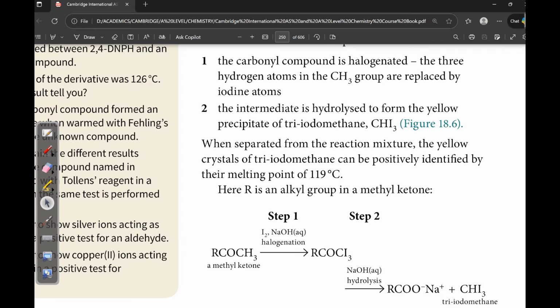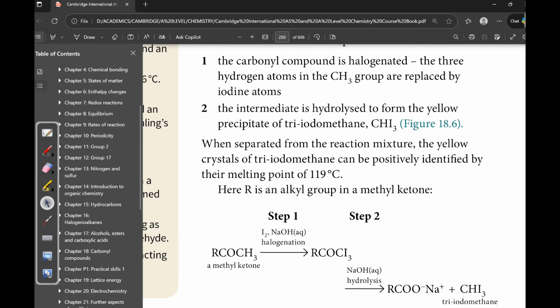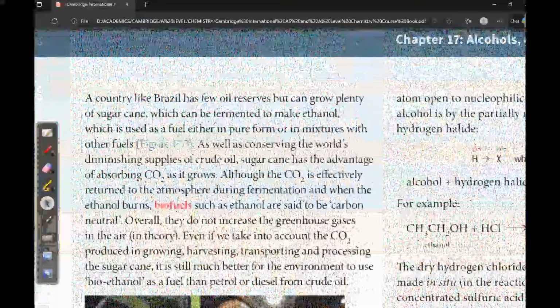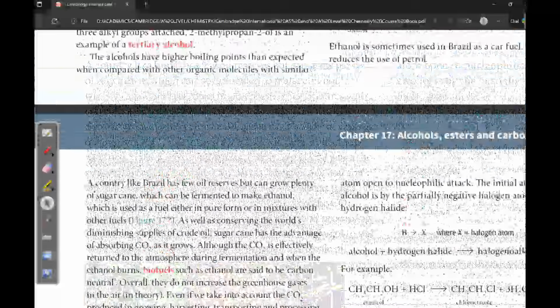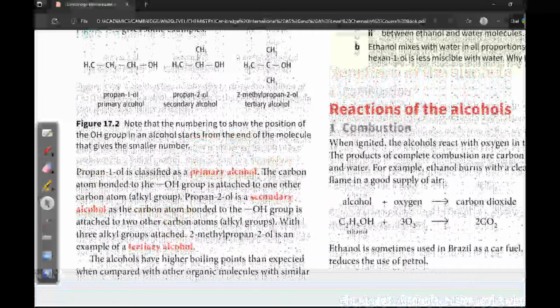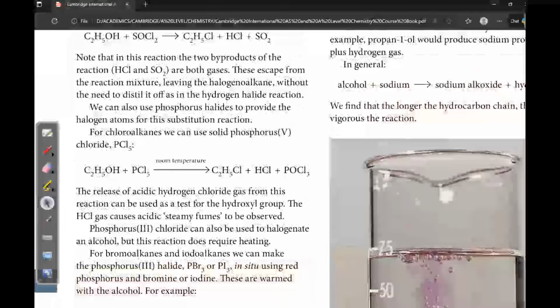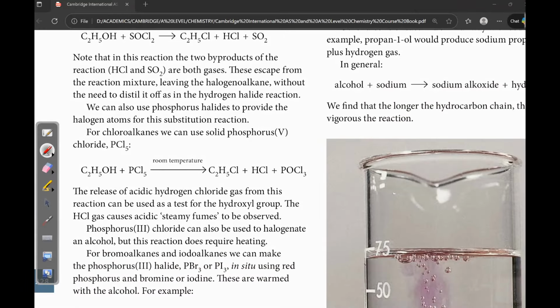Now I will go to alcohols. This one has to be in alcohols, chapter 17. So alcohols here can react with PCl5. Do you see this? Actually, it is ethanol. It is the same that is there. Ethanol. You can see HCl here, and then POCl3.